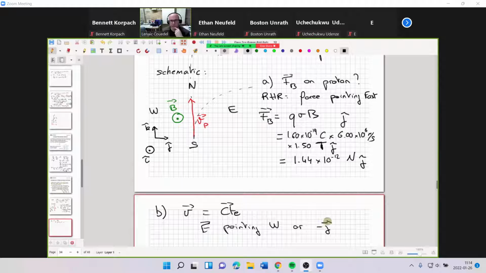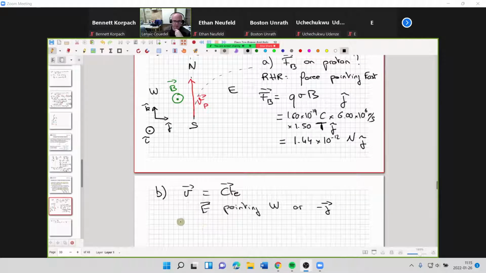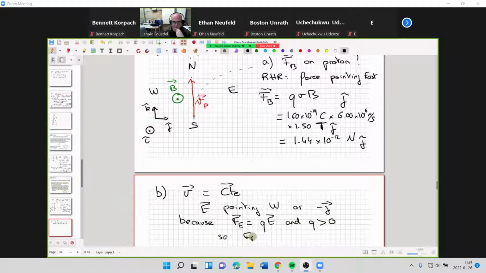Exactly. The proton is a positively charged particle, so the force will be in the same direction as the electric field. So the force has to be along minus J, so it can counterbalance a force which is along plus J. The justification in an assignment is that Fe equals QE, and Q is positive, so Fe plus Fb is equal to 0.